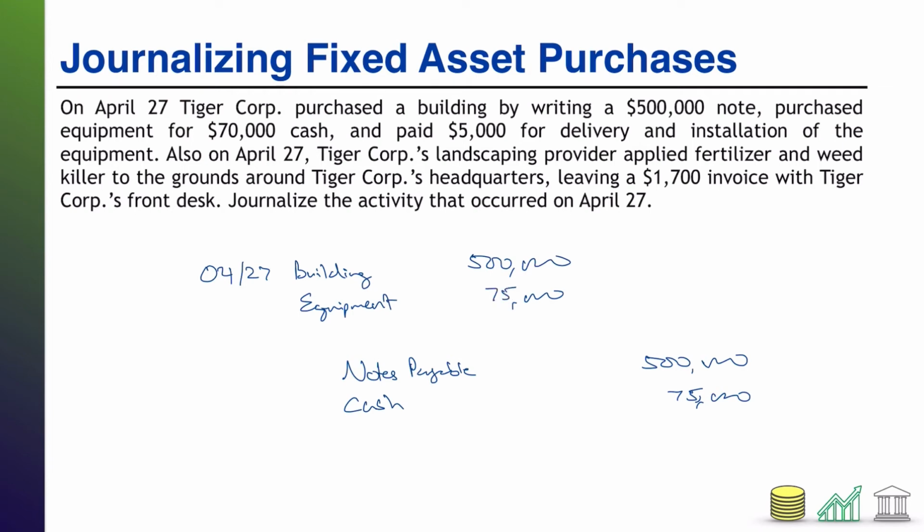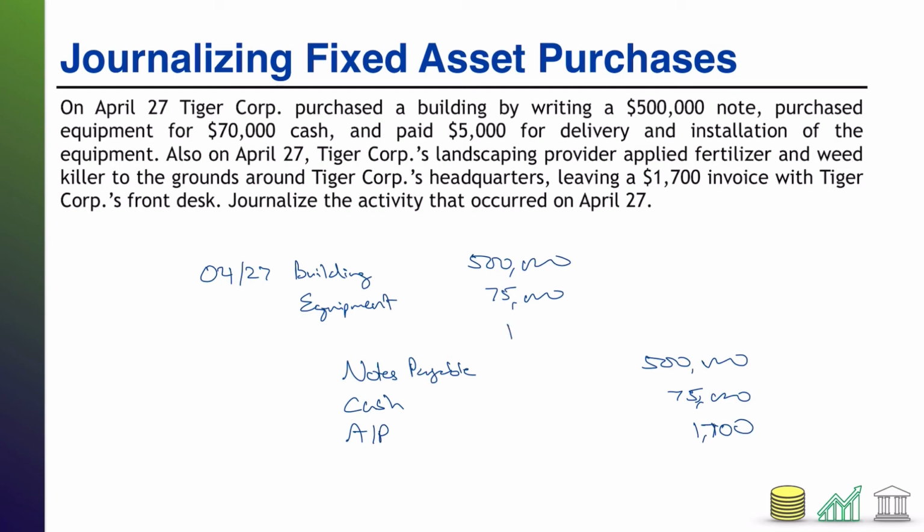And so those would count, and so we're going to go ahead and adjust this debit to equipment to be $75,000. It says also on this day, Tiger Corp's landscaping provider applied fertilizer and weed killer to the grounds around headquarters, leaving a $1,700 invoice with the front desk. Okay, so we're not paying, nor are we signing a note promising to pay in this case. This is simply a matter of us having an account payable because we now owe this service provider some money, $1,700.